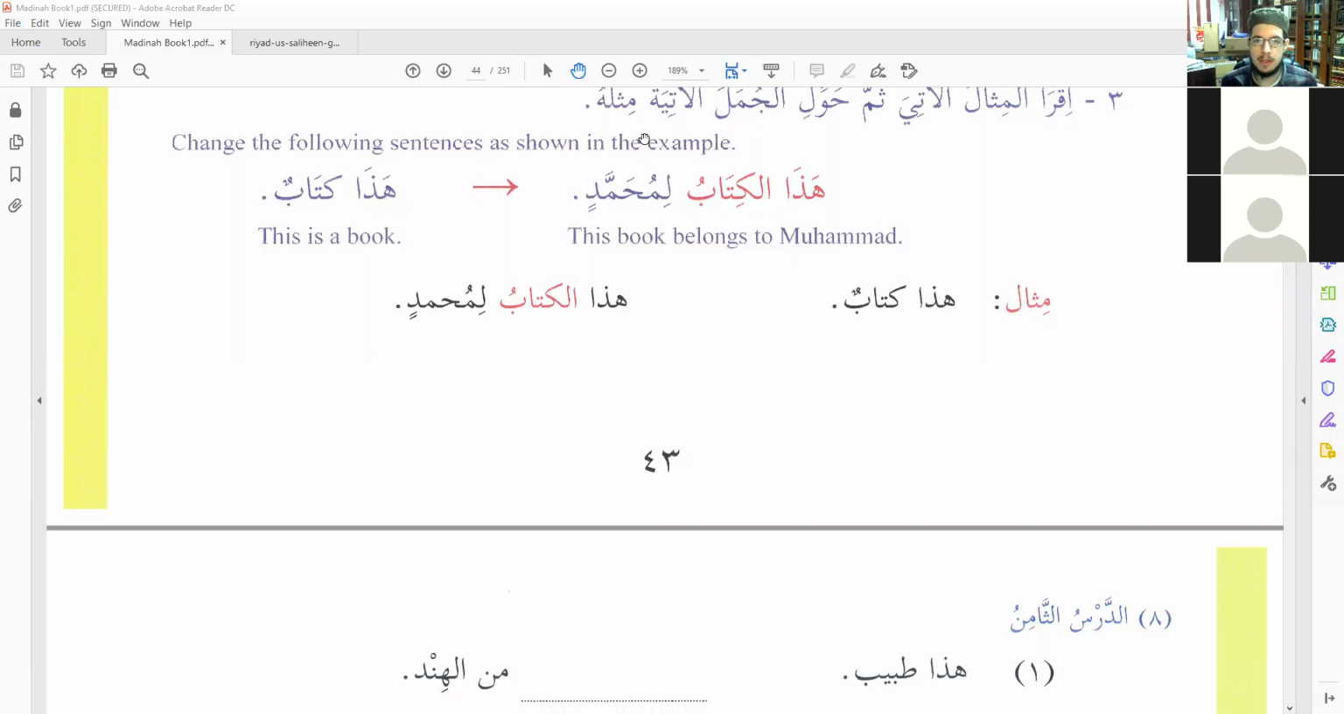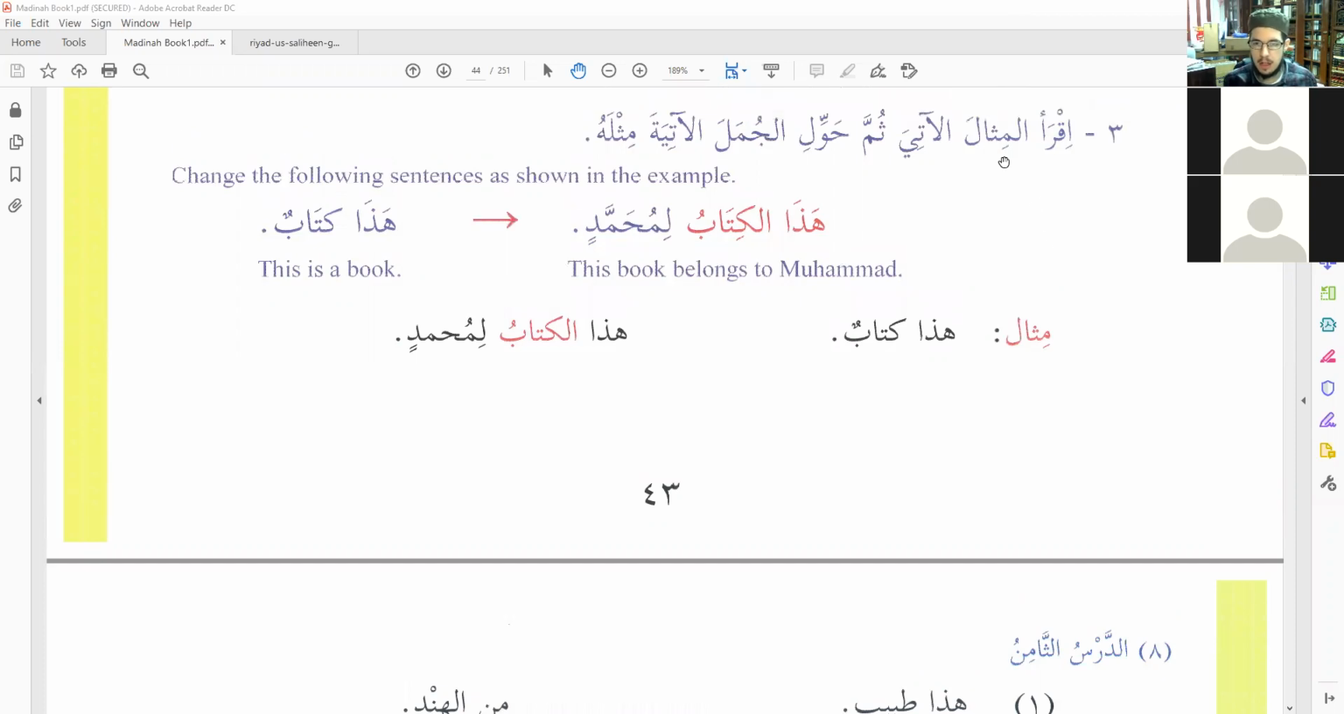So we are still in the same lesson. We're making very good progress, alhamdulillah. The next exercise is reinforcing the main grammatical concept of this lesson. It says, "Read the following example, then transform the following sentences upon the pattern of the example." Then we're going to transform the following sentence upon the pattern of the example.